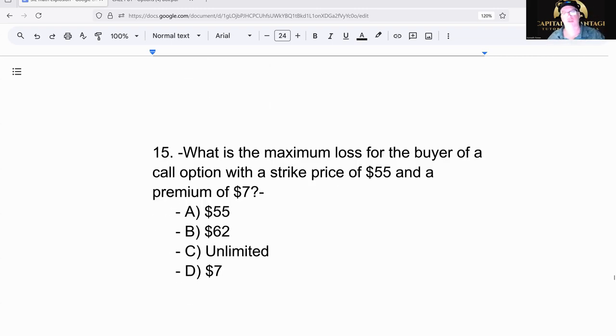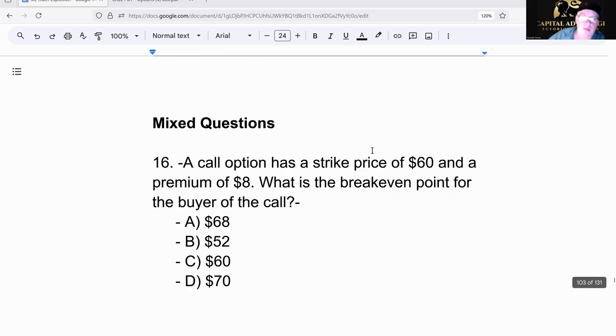Press pause when you see the question pop up, because I'm not waiting. What is the max loss for a buyer of a call with a strike price of 55 and a premium of 7? If I buy an option, the most I can lose is the premium. So the answer is 7. Siete.